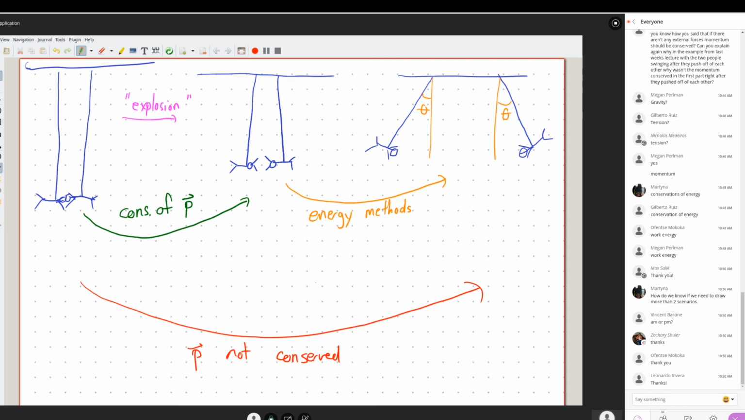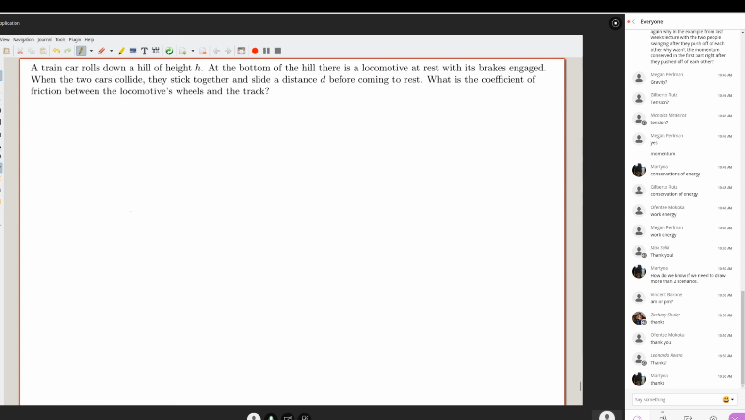Martina asks, how do you know if you need to draw more than two? So this is a situation, I call these kind of collision plus something else problems, or explosion plus something else. Let me give you an example that's my next one, Martina. So here I've got a train car rolling down some hill. At the bottom of the hill, there's a locomotive at rest with its brakes engaged. When the two cars collide, they stick together and slide a distance d before coming to rest.